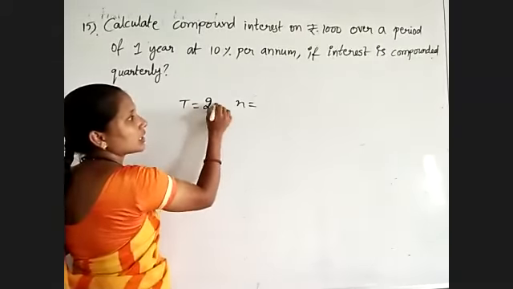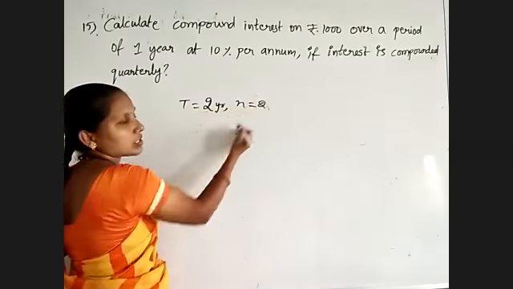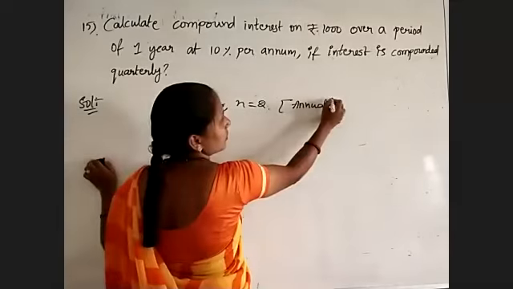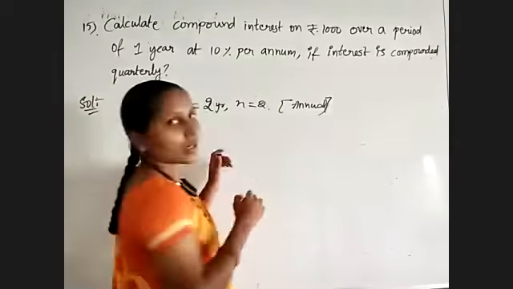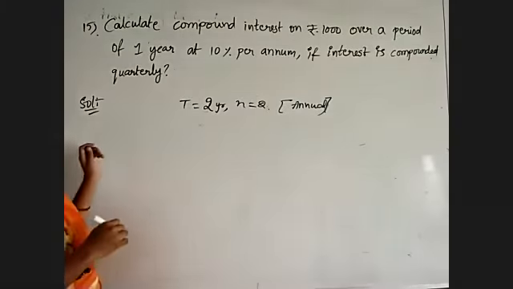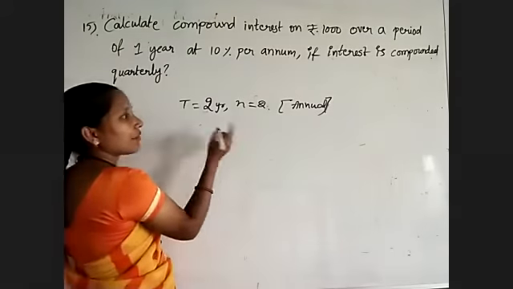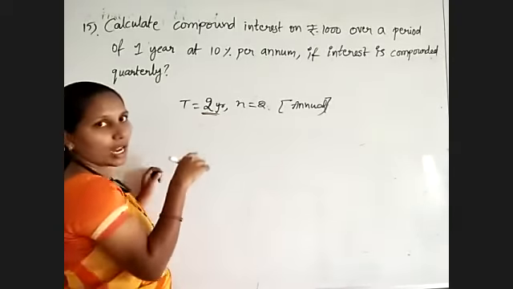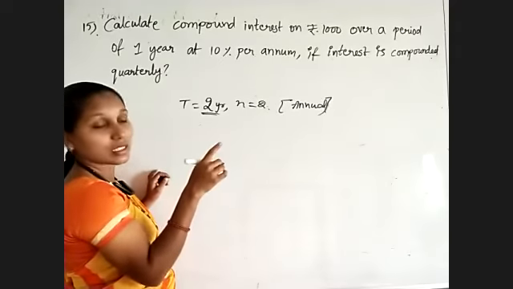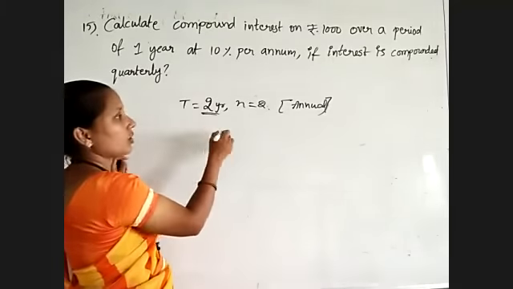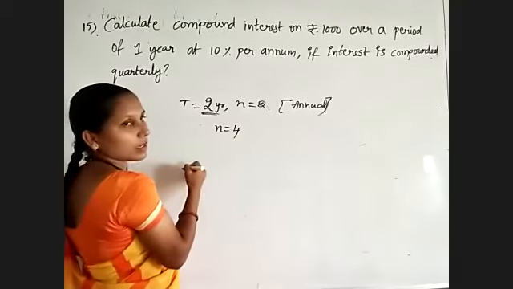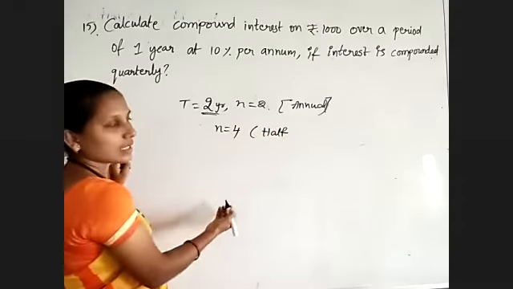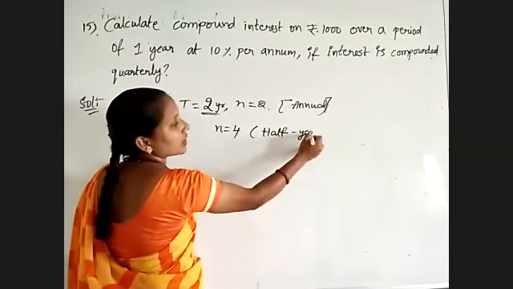Suppose T equal to 2 years, then the number of conversion periods is also 2 in case of annually. In case of compound interest, interest is compounded annually. And if they give half yearly, in 1 year we will get 2 periods, so in 2 years we will get 4. That means the number of conversion periods will become 4 when the interest is compounded half yearly.